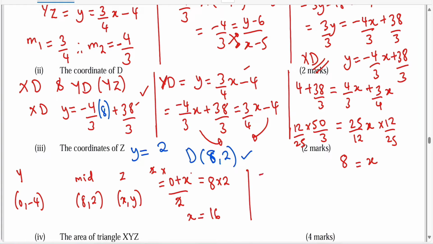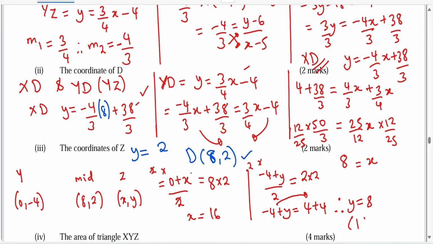So y ni -4 plus y divided by 2, which is equivalent to y ile ya midpoint, which is 2. So the same thing, times 2 times 2. So -4 plus y is equivalent to 4. So -4 plug at the other side, which becomes +4. As a result, y ni 8. So our coordinates here z ni 16,8.